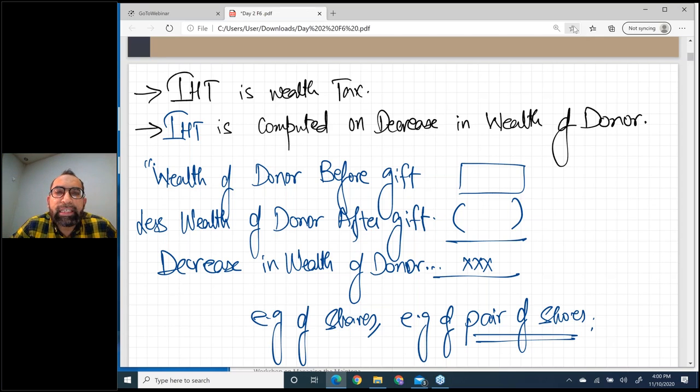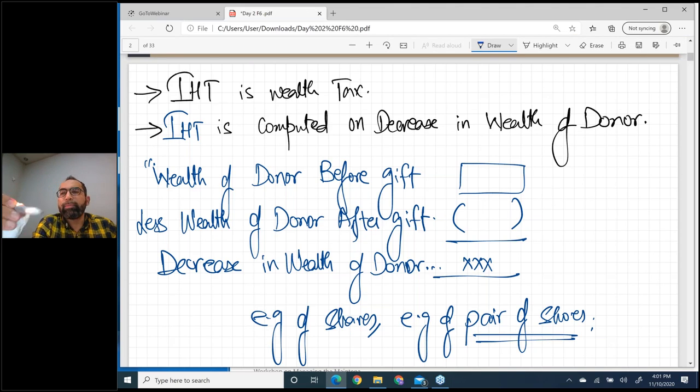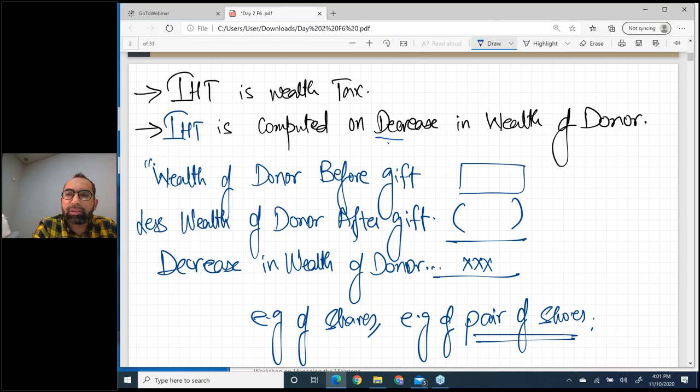You all know IHT is not an income tax, it's a wealth tax. IHT is normally computed on transfer of wealth. Now, how are we going to compute the amount of IHT payable, and on which amount is IHT payable? Normally you might have studied this. Listen, IHT is computed on the decrease in wealth of the donor.